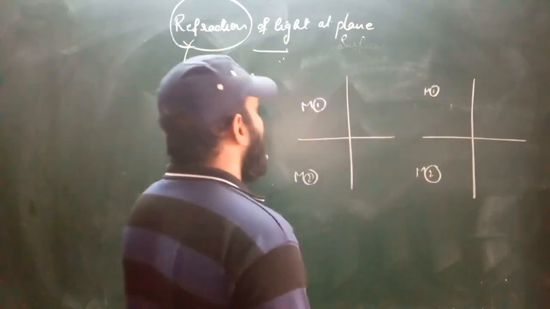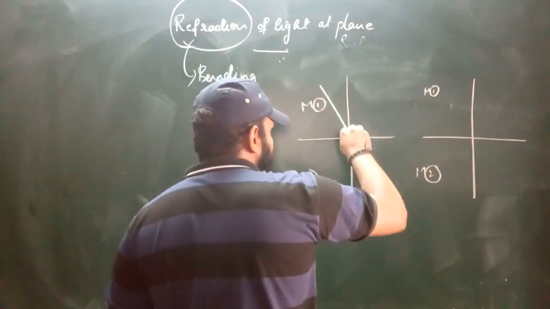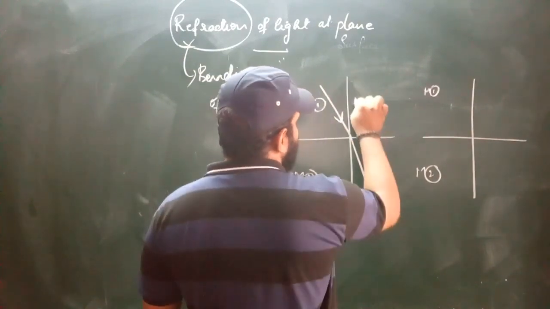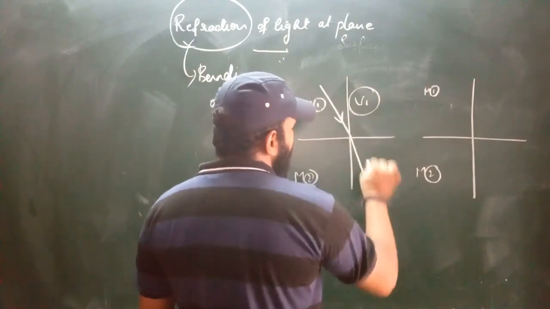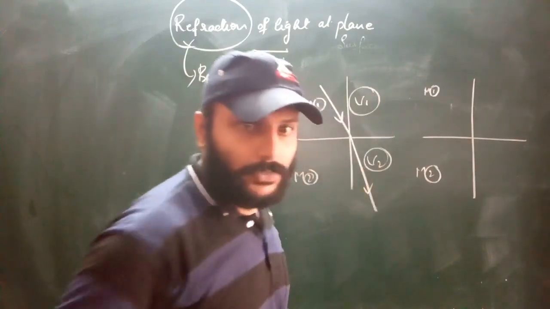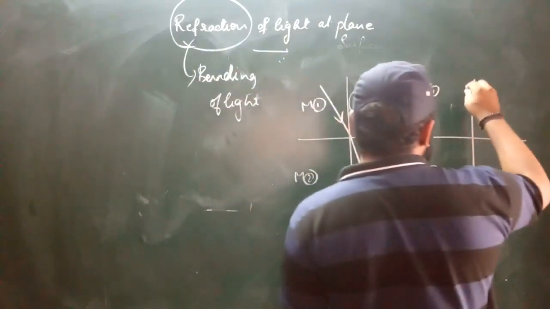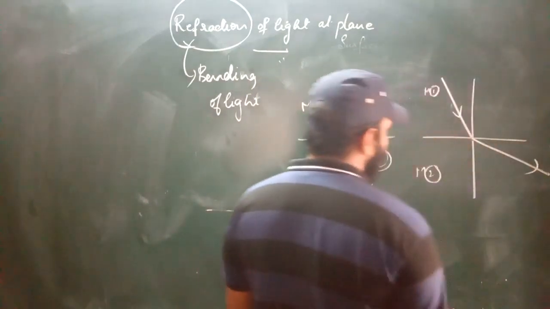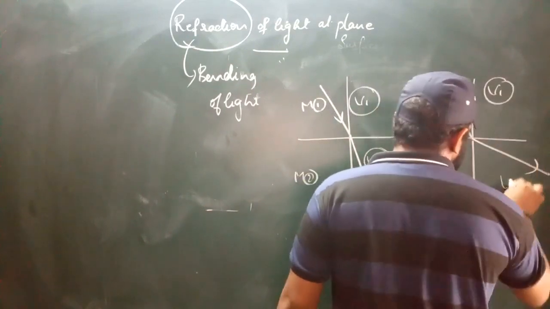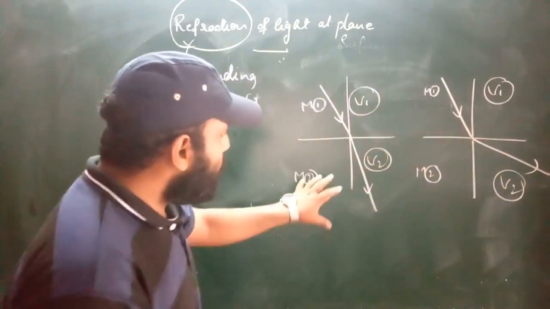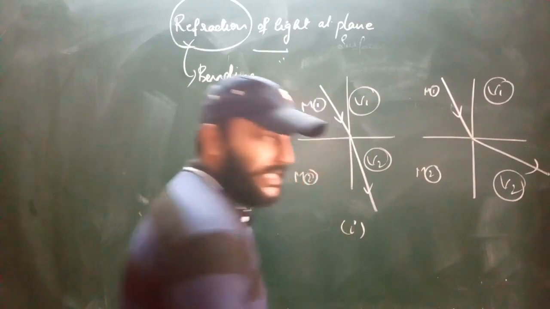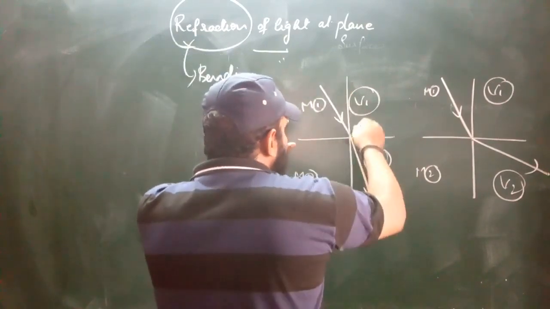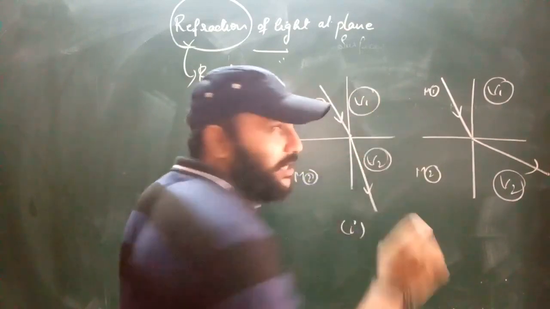Now think that a light ray starts from here and moves in this direction. Think that the velocity of the light ray in medium 1 is v1 and the velocity of the light ray in medium 2 is v2. Same thing in the second case: velocity v1 and velocity v2. Now if you observe case 1, what can we say? In medium 1 it is moving with velocity v1.